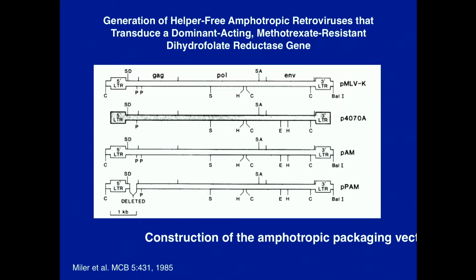So Richard Mulligan and David Baltimore and Mann had done the same experiment earlier than us in the case of the mouse leukemia virus, but very shortly after that, we did the same thing, making an amphotropic virus, which Dusty Miller actually used for the first clinical trials in ADA.